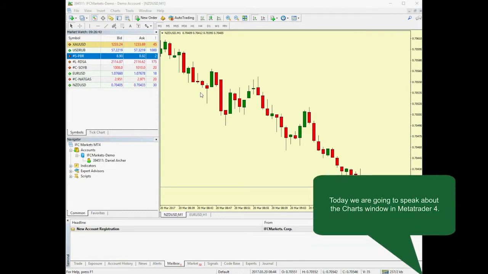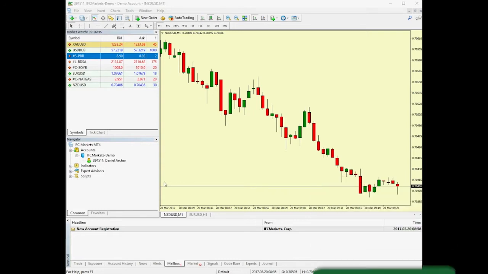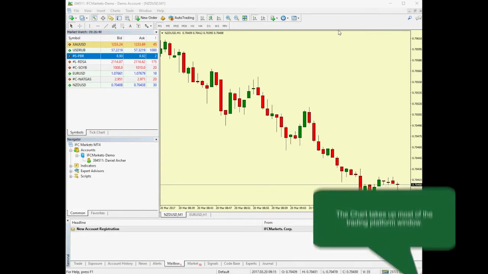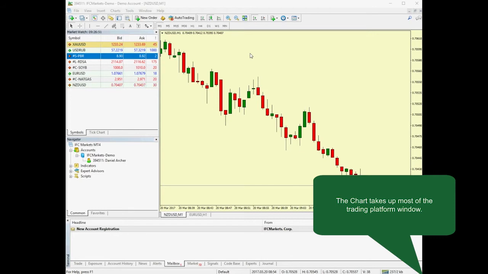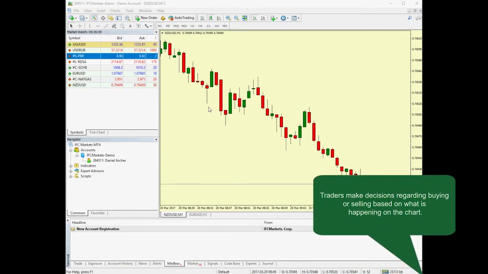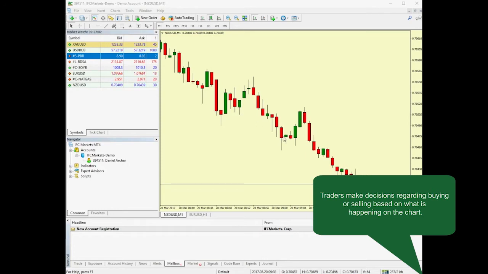Today we are going to speak about the Metatrader 4 charts window. The chart window takes major space in the platform window. It displays price movements, and you should pay attention to the chart before you open a deal. You can analyze price movements and make decisions whether to open or close a deal or not.